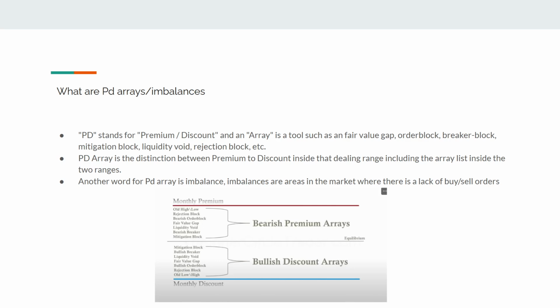PD array is the distinguishing between premium to discount. Inside that, dealing range including the array list inside the two ranges. Another word for PD array is imbalance. Imbalances are areas in the market where there is a lack of buy/sell orders.